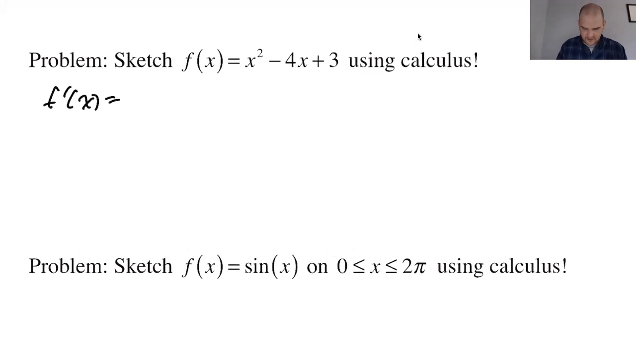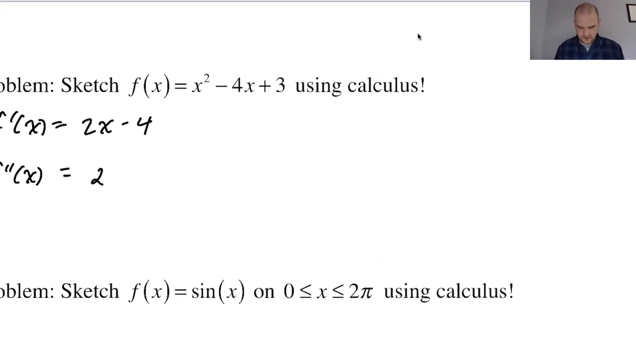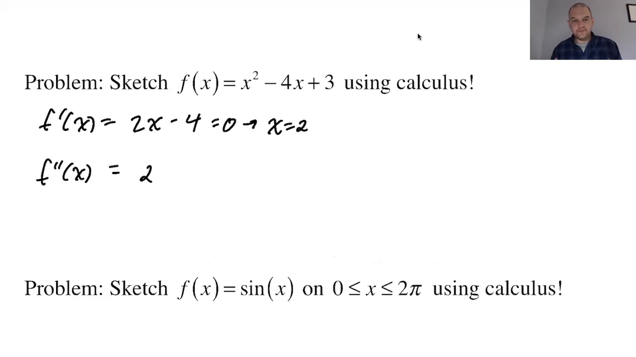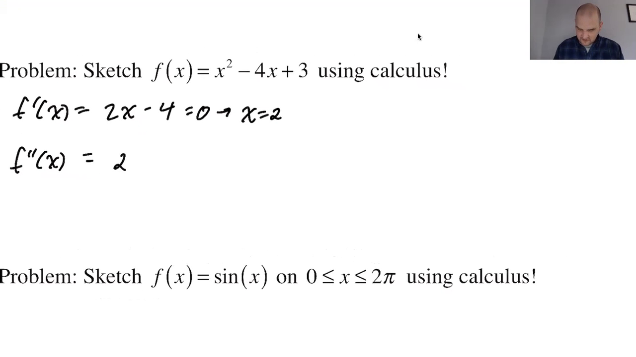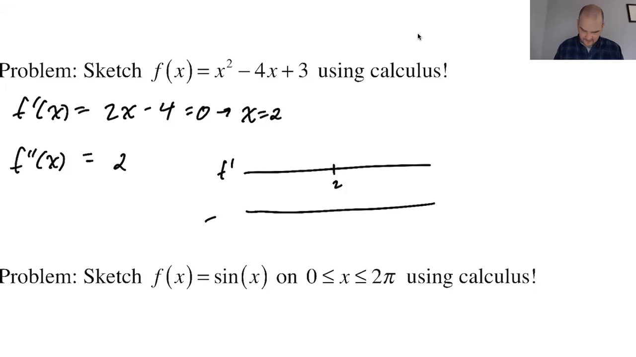So f prime, power rule, 2x minus 4. F double prime, power rule again, just get 2. This is actually kind of a weird scenario where if f prime equals 0, I get x equals 2. F double prime never equals 0. F double prime, in fact, is always greater than 0, but that's all right. We can still number line this thing. So sign chart, put 2. This will be for f prime. Sign chart, put nothing. That'll be for f double prime.